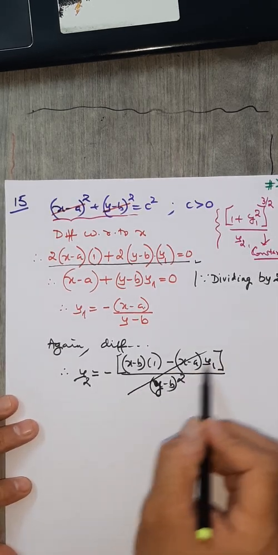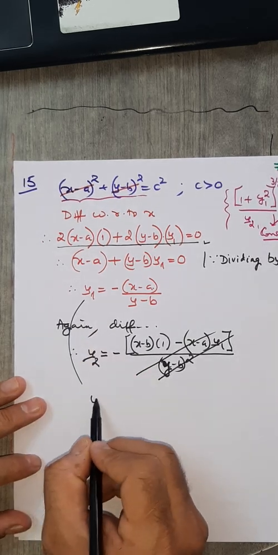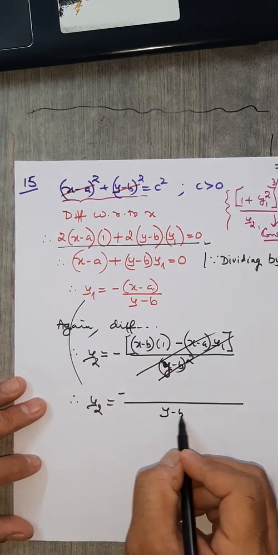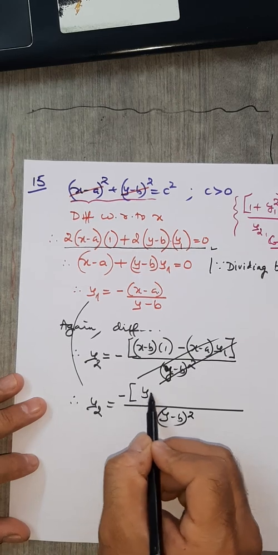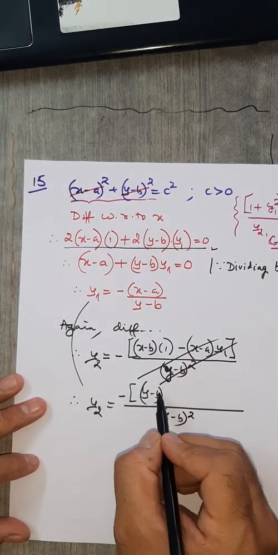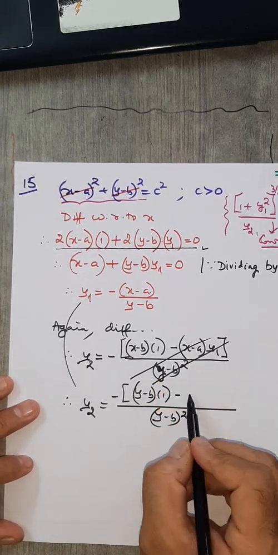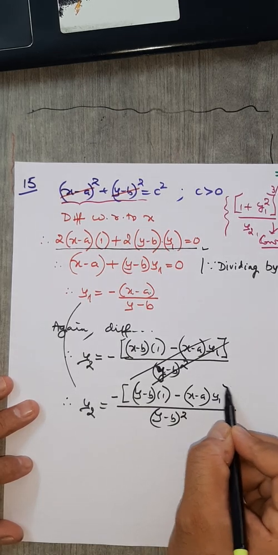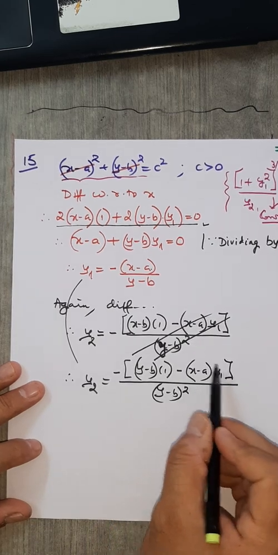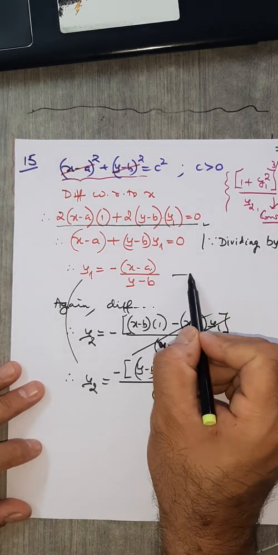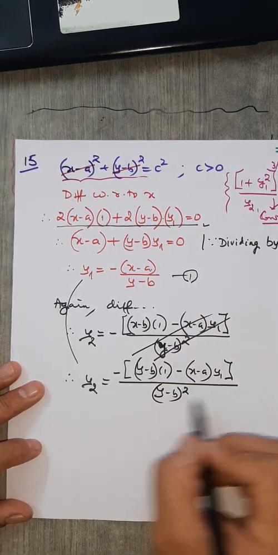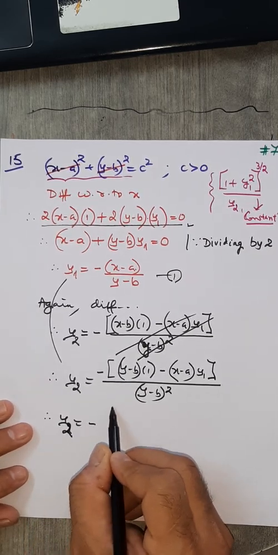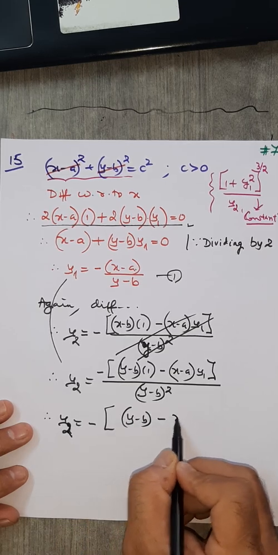Let me rewrite this. So from this here, y2 equals to minus sign as it is, y minus b the whole square here, y minus b as it is, differentiation of x minus a, which is 1 and 0, minus, now x minus a as it is, differentiation of y minus b, which is y1 minus 0, so just y1. Okay, now we place the value of y1 from, let me call this as 1, because we want to simplify this. So therefore y2 equals to y minus b minus x minus a.